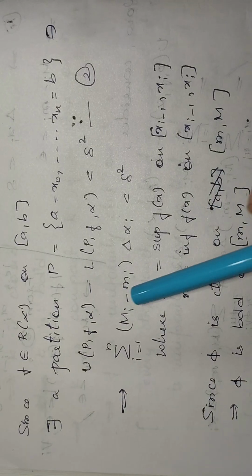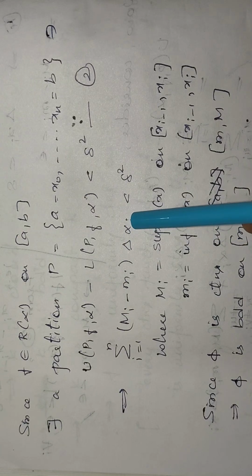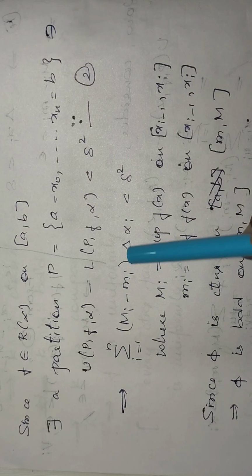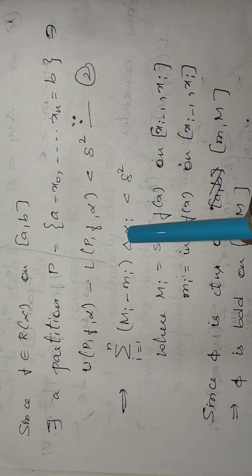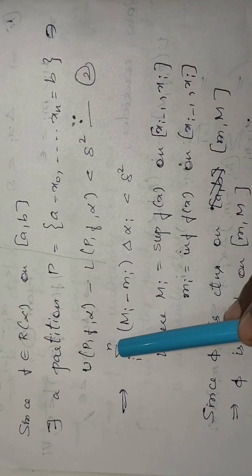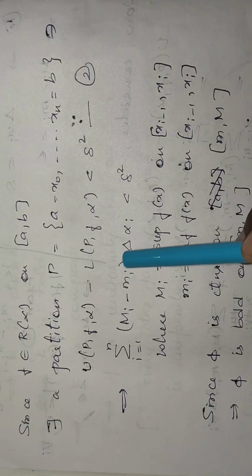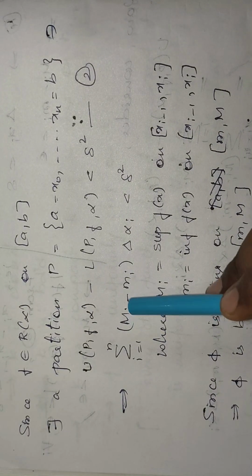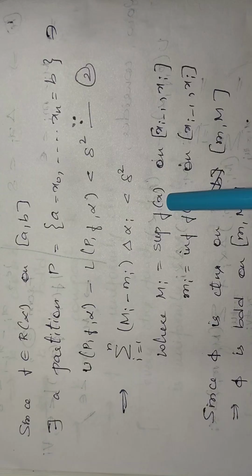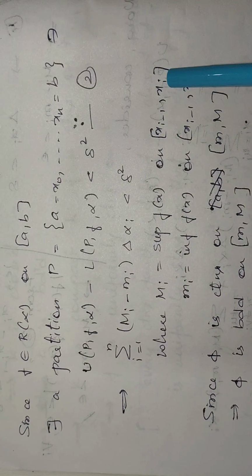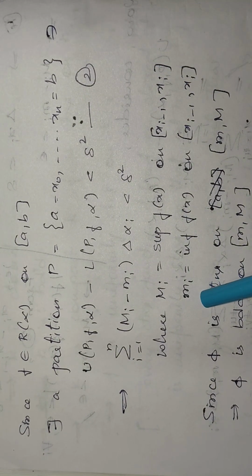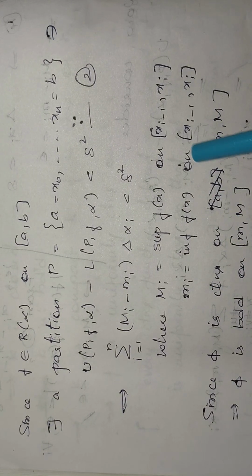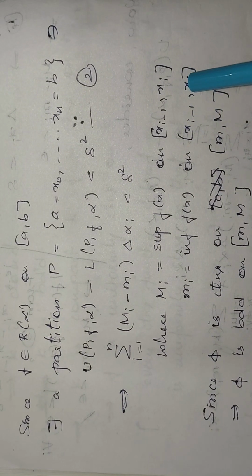Now I have used the definition of upper sum and lower sum. It is actually summation Mi delta alpha i minus summation small mi delta alpha i. I have taken delta alpha i common and I have written summation i equal to 1 to n of Mi minus small mi into delta alpha i. Since this is less than delta square, this is also less than delta square. And here this capital Mi is the supremum of f of x in the interval x i minus 1 comma x i, and the small mi is the infimum of f of x on the interval x i minus 1 comma x i.